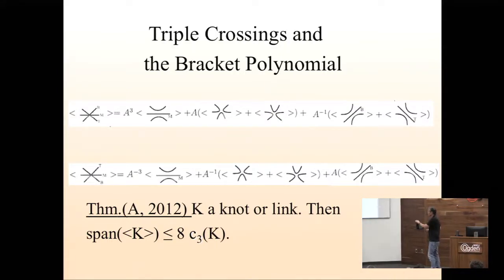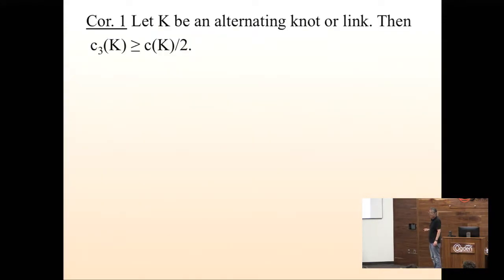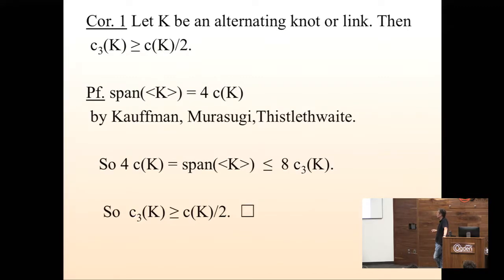So this is the extension of the idea they had in the Kauffman-Murasugi-Thistlethwaite result. Let me just tell you a quick corollary of that. If I have an alternating knot, then it turns out the triple crossing number has to be greater than or equal to the crossing number over 2. Now, if you'll remember, the previous result said it's always true that the triple crossing number is greater than or equal to the crossing number over 3. So this is an improvement on that for alternating knots, and the proof is trivial.